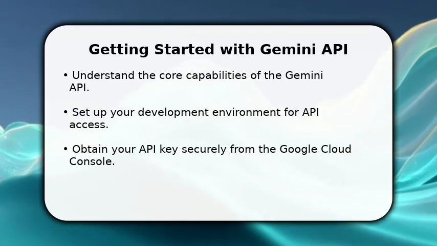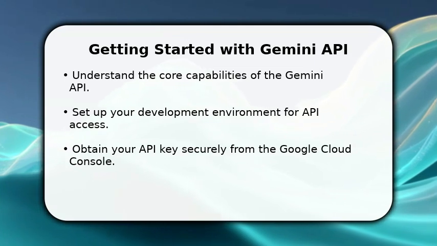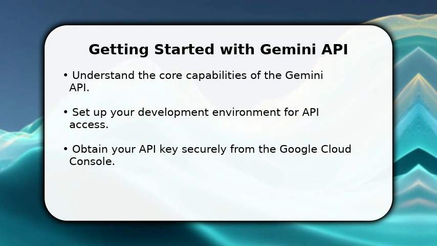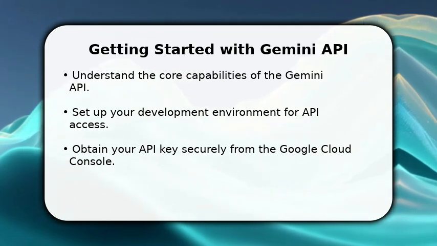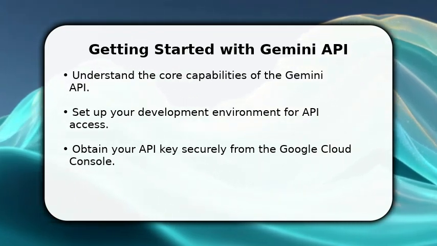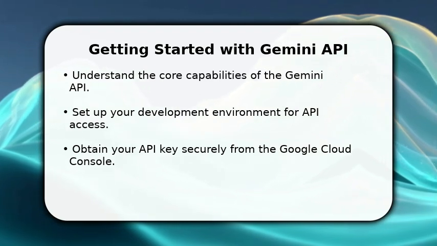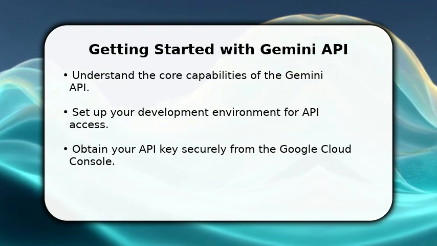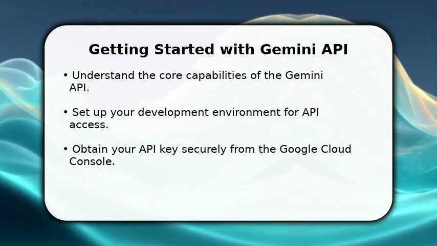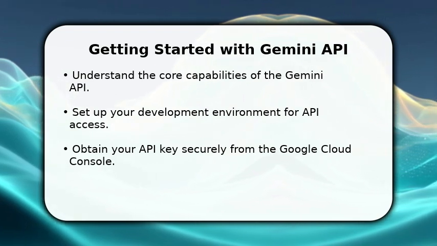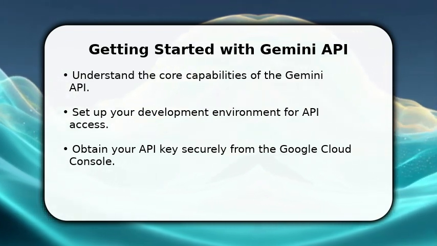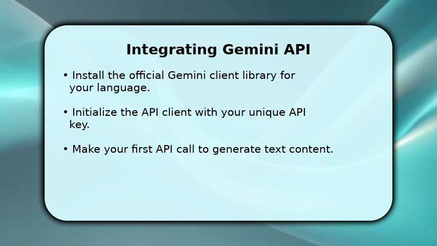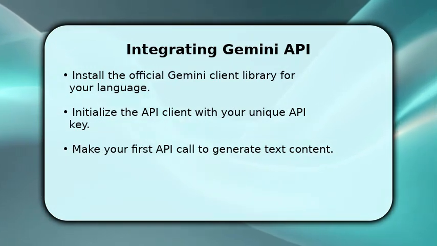In this video, I will explain how to use the Gemini API in your project. First, you'll need to understand what the Gemini API can do for you, from generating text to understanding images. Then, we'll walk through setting up your development environment, ensuring you have the necessary tools. Finally, I'll show you how to securely obtain your API key from the Google Cloud Console, which is essential for authentication.